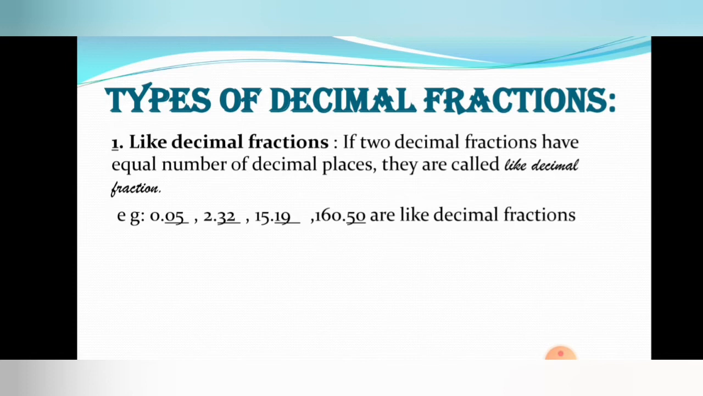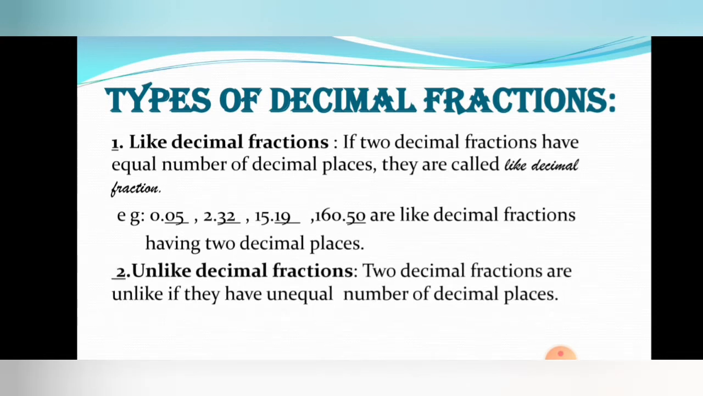160.50. Here 50 is also only two digits, right? So here all the numbers are called like decimal fractions, because after the decimal point only 2 digits are there in all the numbers given in the examples, right? So after the decimal point, if the number of digits is equal to that of the other number, then we call them like decimal fractions. Okay, clear?